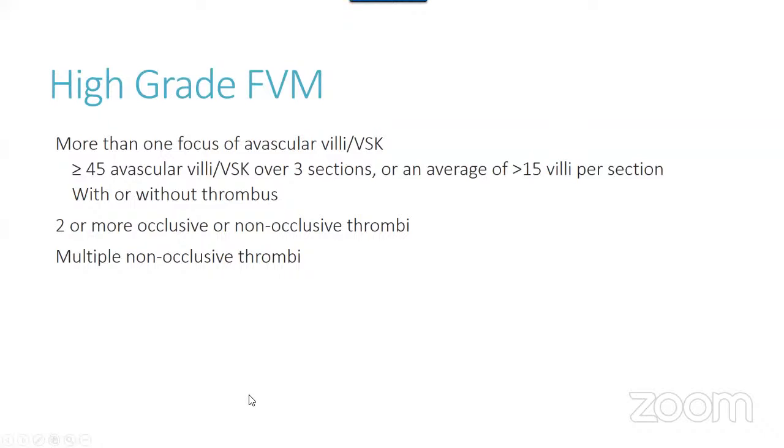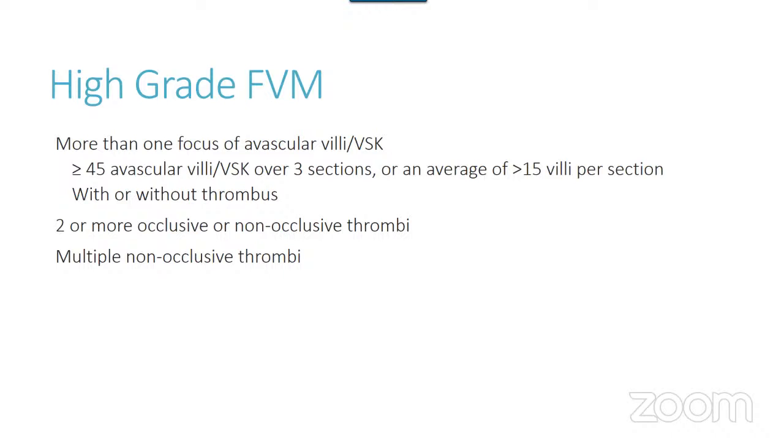Finally, I just want to talk about a category of high-grade FVM. This is the official Amsterdam definition of it. You have more than one focus of avascular villi or villostromal vascular karyorrhexis, which means greater than 45 of these villi over 3 sections, or as you can do the math, an average of more than 15 villi per section. And this can be with or without a thrombus.